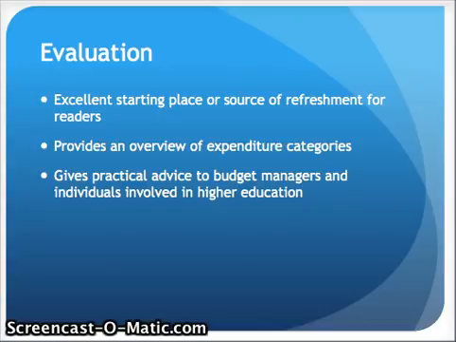An evaluation of this reading was that it was an excellent starting place and a good source of refreshment for readers. It provides an overview of expenditure categories, and it gives practical advice to budget managers and individuals involved in higher education. I would say this is a great foundational reading for someone, and it can serve as a refresher.